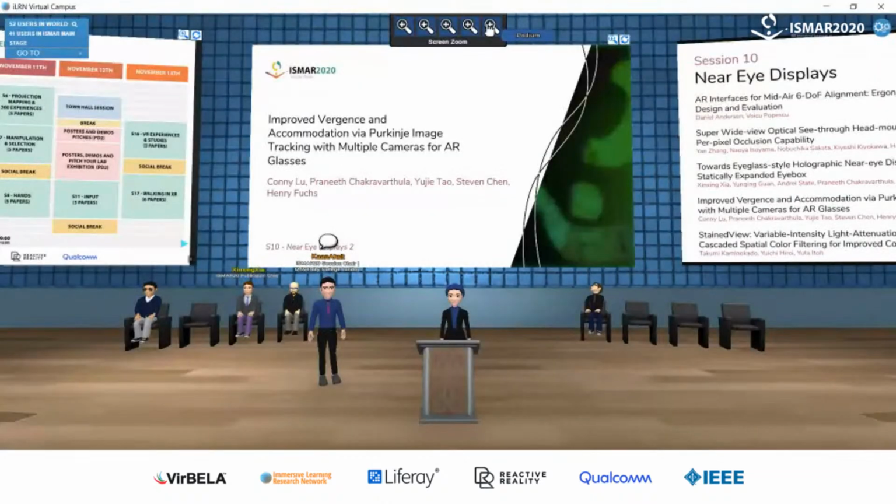Your gaze tracker equipped with these cameras, are they able to capture Purkinje images for all people, or is there some limitation in capturing Purkinje images when it comes to different people?